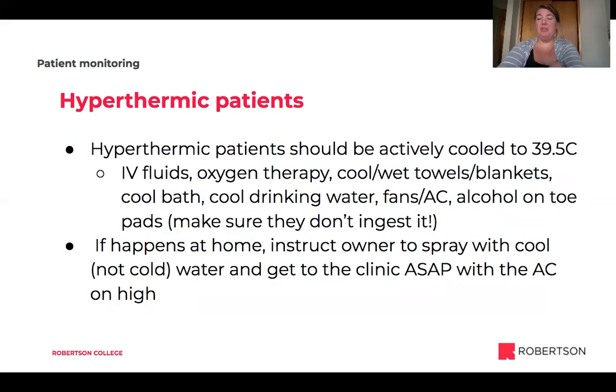Now, if we have a hyperthermic patient, that is a patient that is too hot, their body temperature is too high, those patients can be actively cooled until they reach 39.5 degrees Celsius. So we can cool our patients. IV fluids that are room temperature will help to decrease that body temperature. We can give them oxygen therapy, especially if we do blow by oxygen therapy. That cool oxygen coming in is going to help to cool down the body.